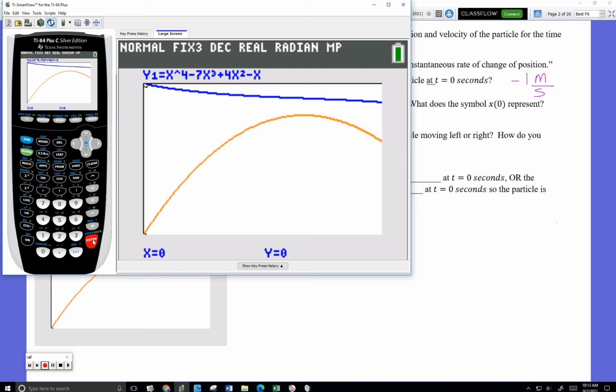Watch what happens on the blue. As I go forward in time, now I'm at time 0.02. My position is a bit more negative because I am moving to the left. So you have to get used to the idea that when you look at the graph, you don't see the particle. Yes, the blue line is the position of the particle at many different times.